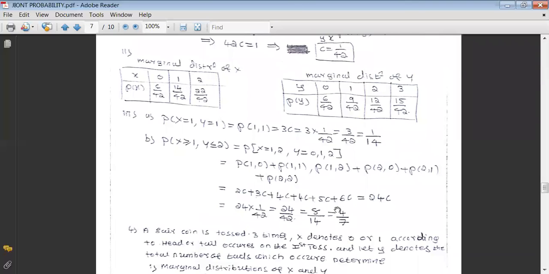Therefore, once you add all these, that is 2 plus 3, 5, 9, 13, 18, 24c, and c is 1 by 42. We get it as 24 divided by 42, or we can say 8 by 14 or 4 by 7. That is the probability that the variable x takes the value greater than or equal to 1 and y takes the value less than or equal to 2. That is the required solution.